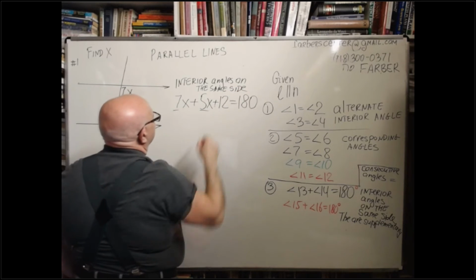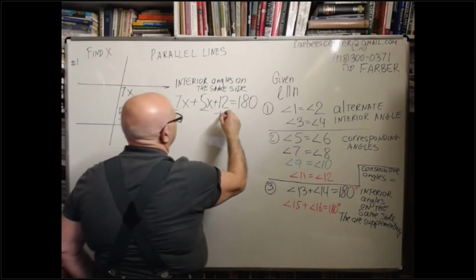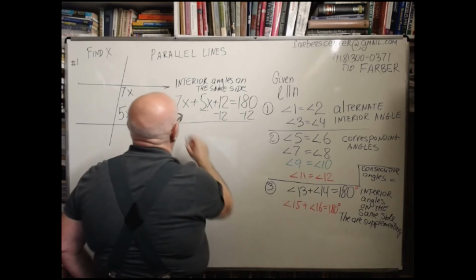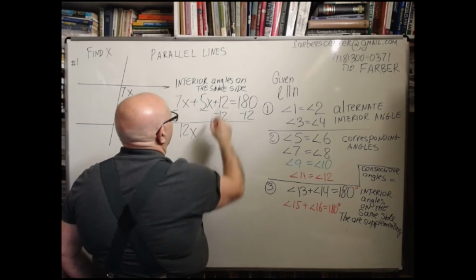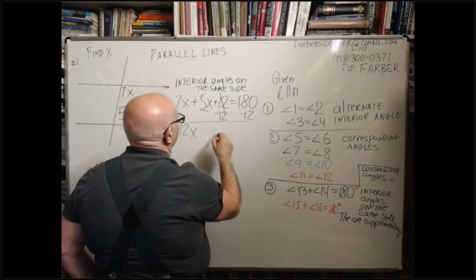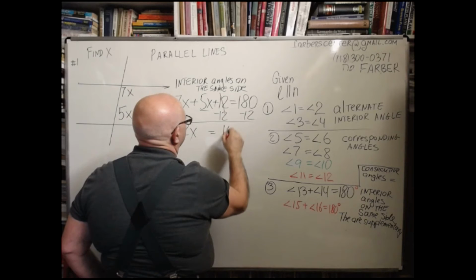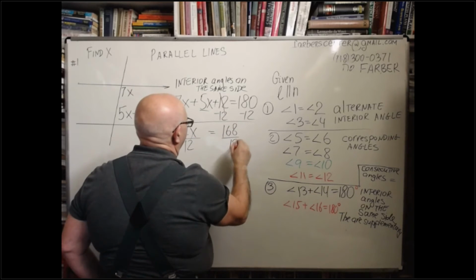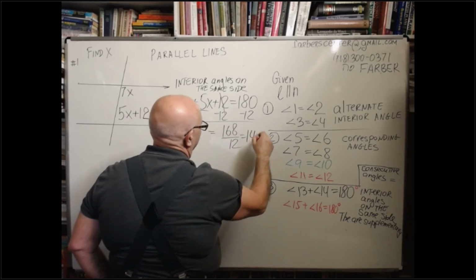Combine like terms and subtract 12. You will have 12 x's cancel out, equals 168. Divide by 12. Divide by 12. X equals 14. Bingo.